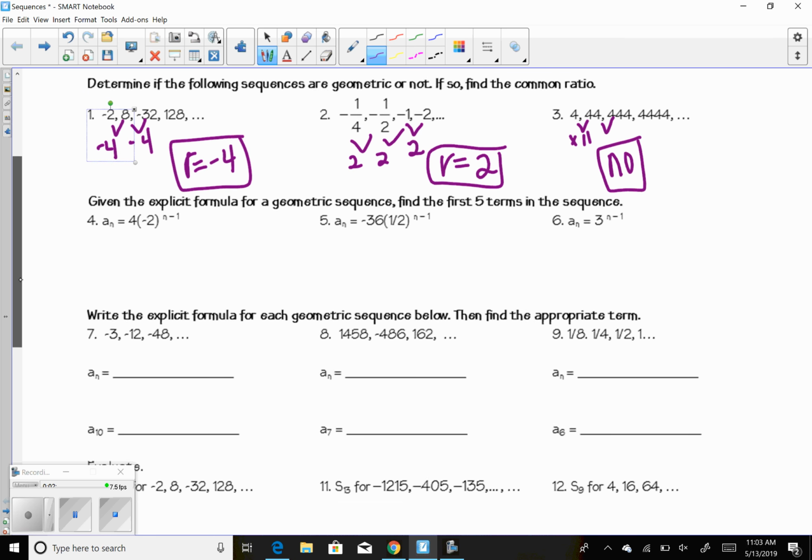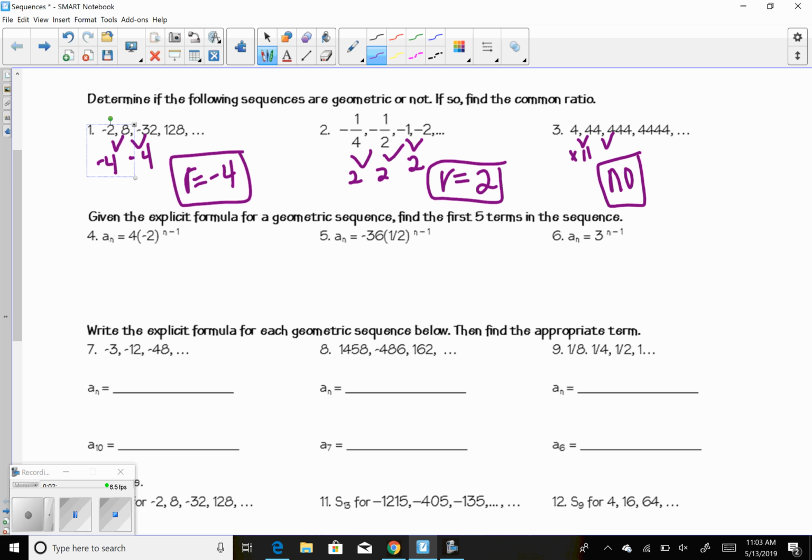All right, number 4. So 4, 5, and 6, you've been given the explicit formula. All you have to do is find the first 5 terms, okay? So if you look, it gives you the first term. So the first term here is 4, and what you're multiplying by every time is -2. Okay, so if I were to list this out, I'm going to start with 4, and I multiply by -2. So 4 times -2 is -8. You multiply by -2 every time. -8 times -2 is +16. Multiply by -2, -32. Multiply again by -2, and you get 64.